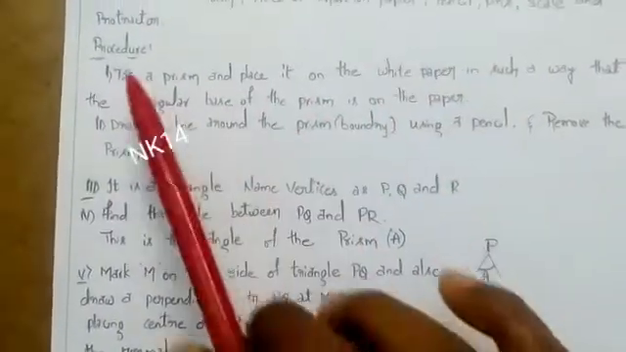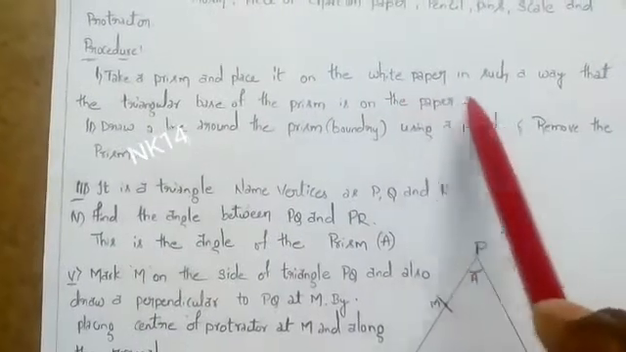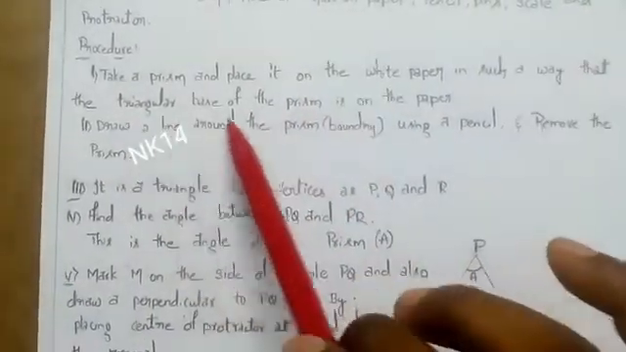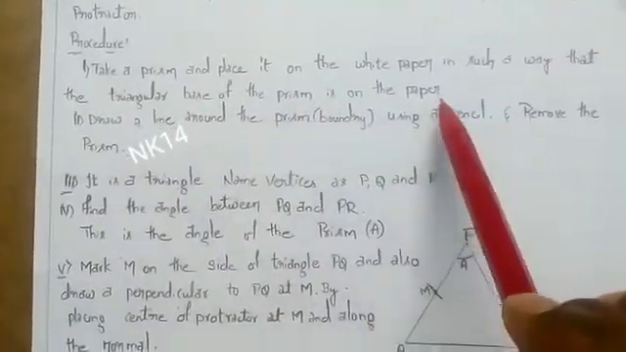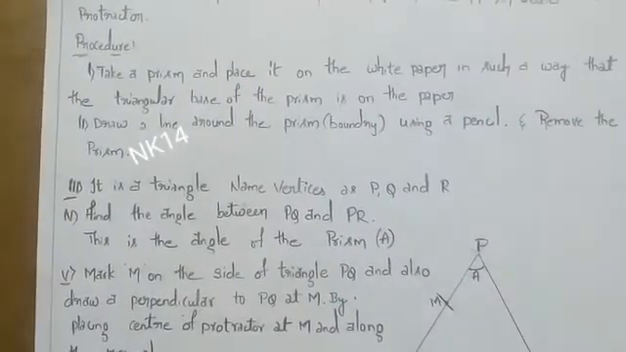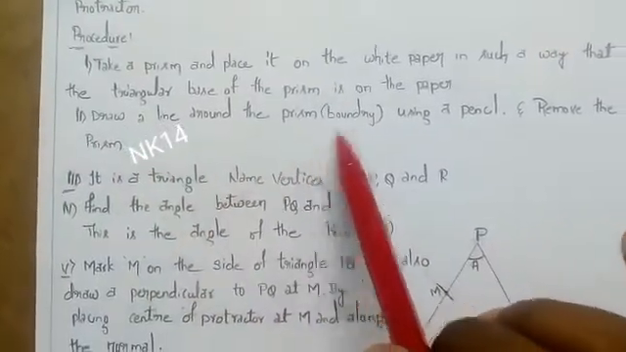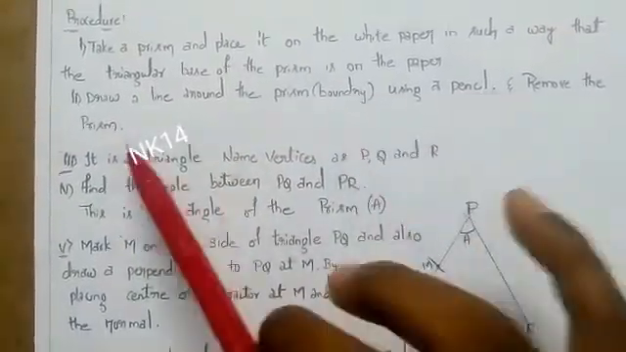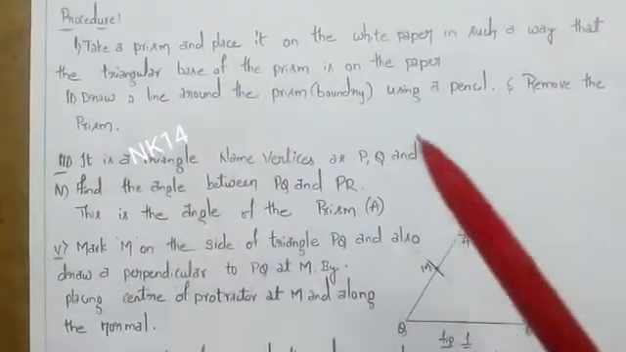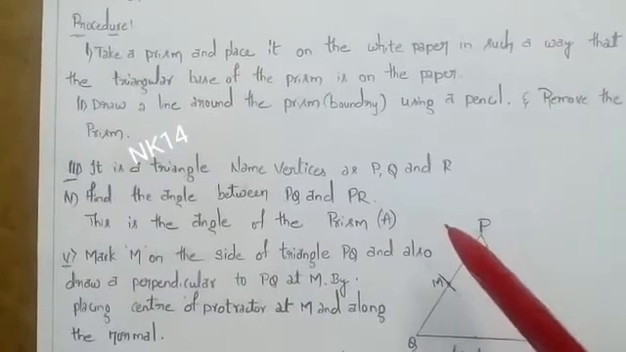First step, take a prism and place it on the white paper in such a way that the triangular base of the prism is on the paper. So according to this point, the base of the prism should be placed on the white paper. Next, draw a line around the prism using a pencil and remove the prism. After keeping the base of the prism on the paper, just draw the boundary of the prism.